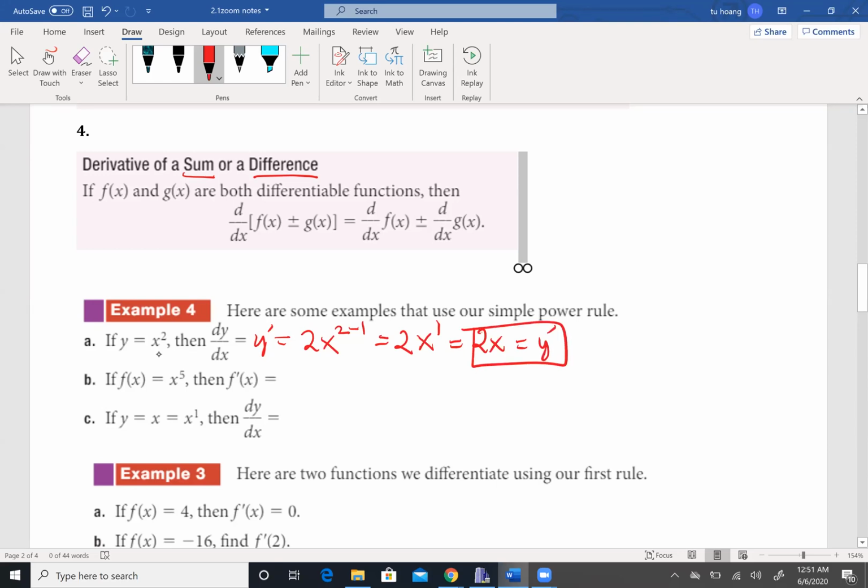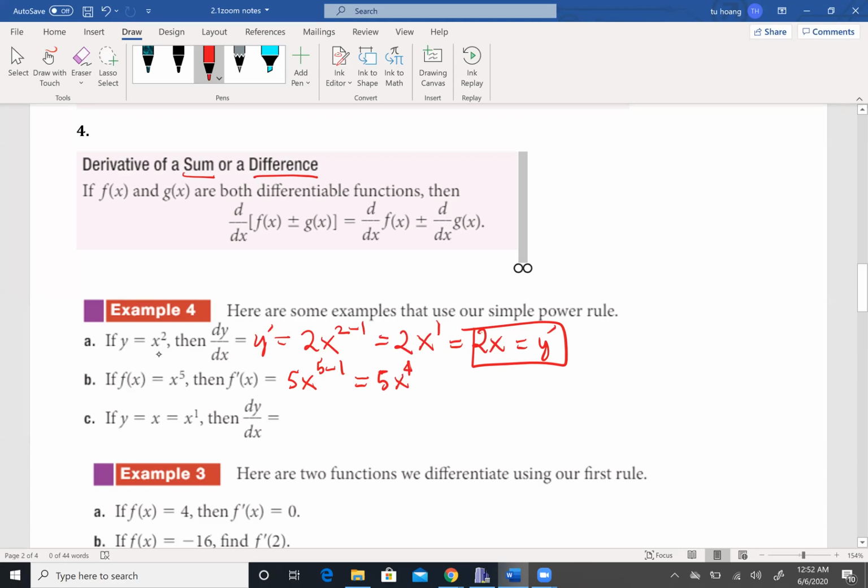All right? Now for b, similarly, you can easily get the derivative of x to the 5 going to be 5 put down, x power 4. Okay? Because 5 minus 1 equals 4. Maybe I'm going to have one more step for you. So you should have 5 x power 4.